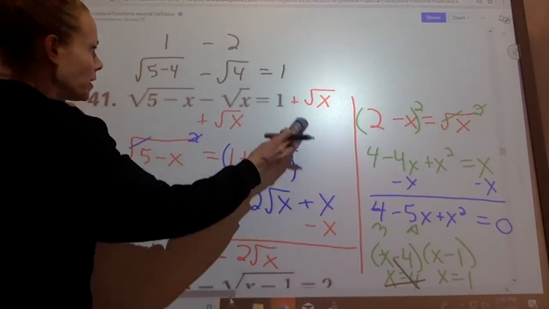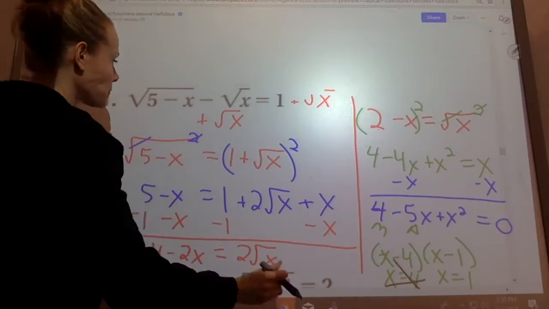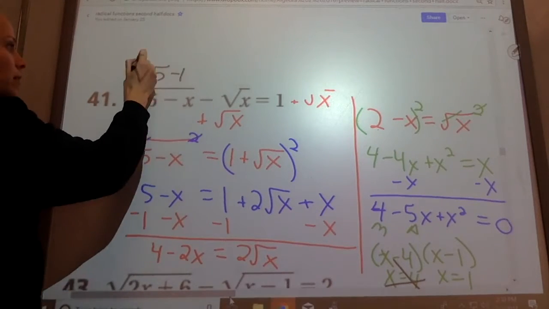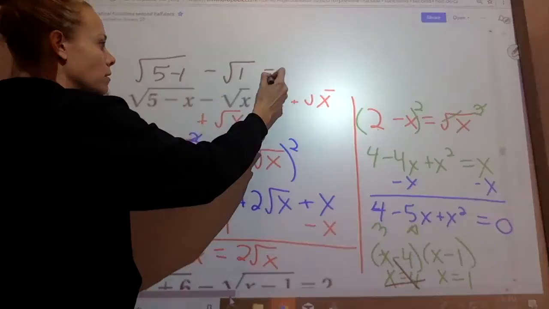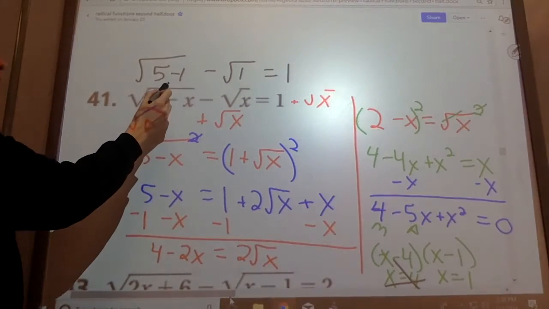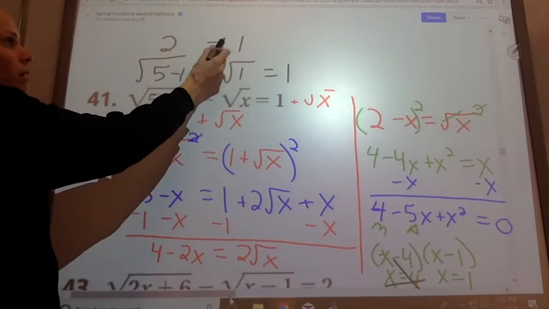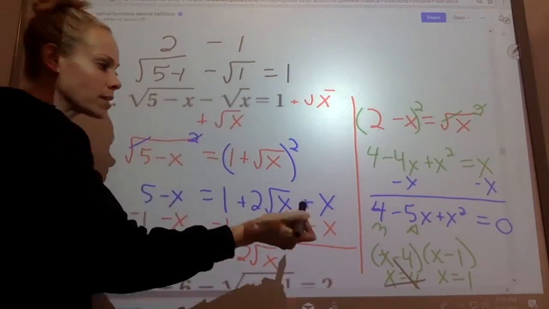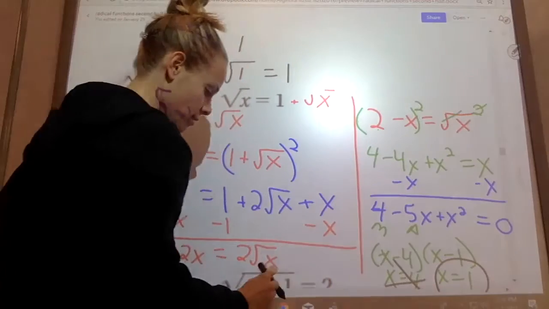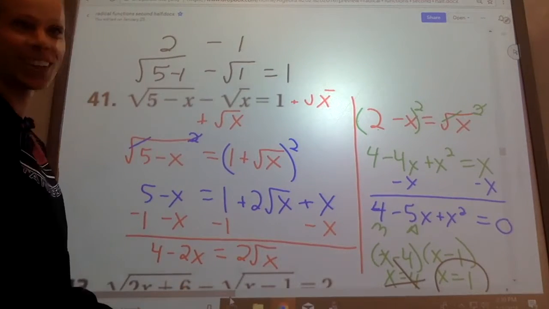So let's try 1. 5 minus 1 is 4. Square root of 4 is 2. Square root of 1 is 1. What's 2 minus 1? 1. That one does work. Thank goodness, right? Do all that work? Something better work.